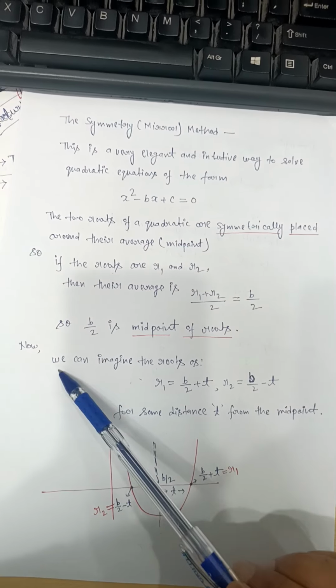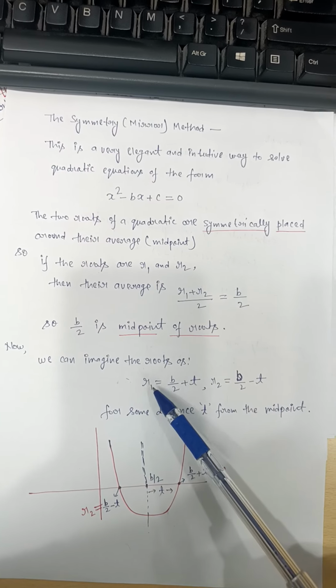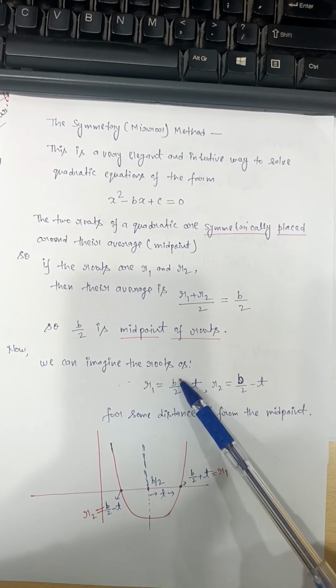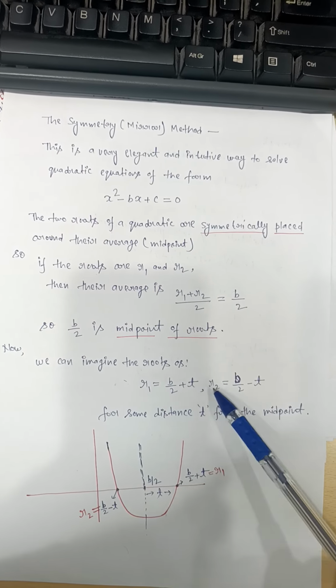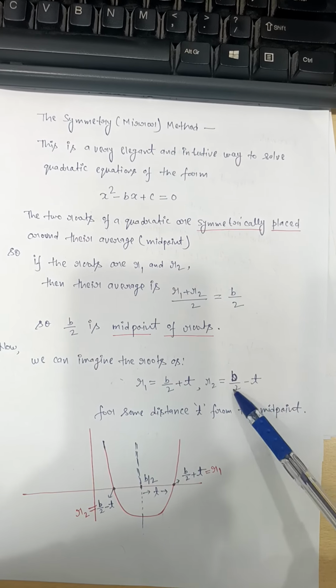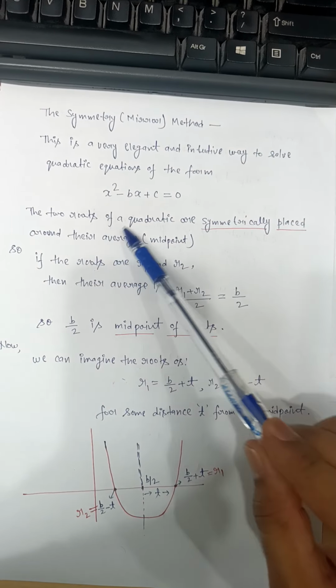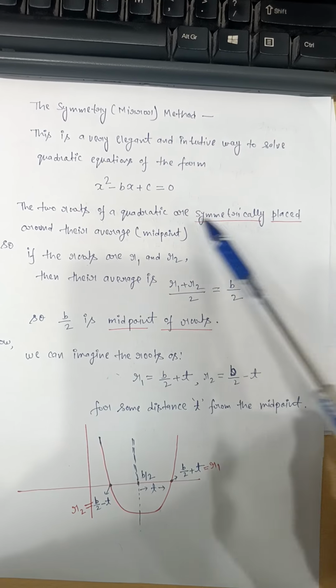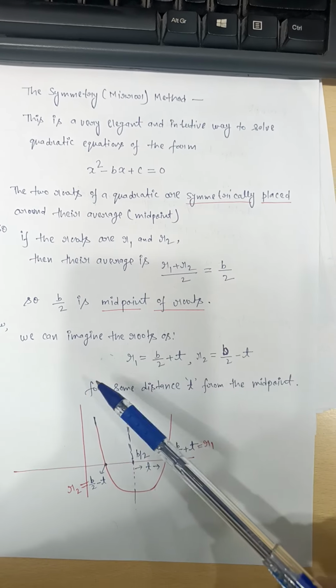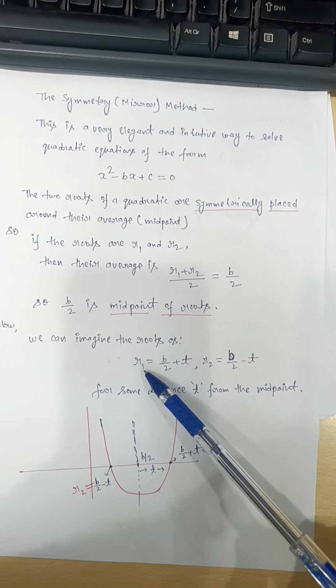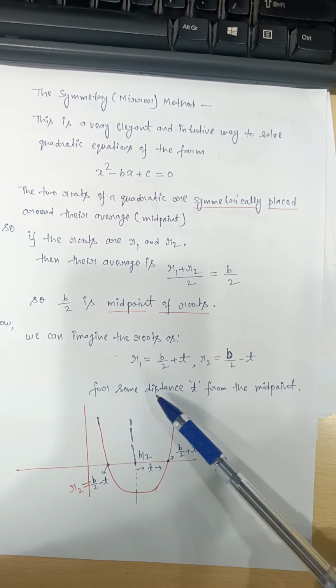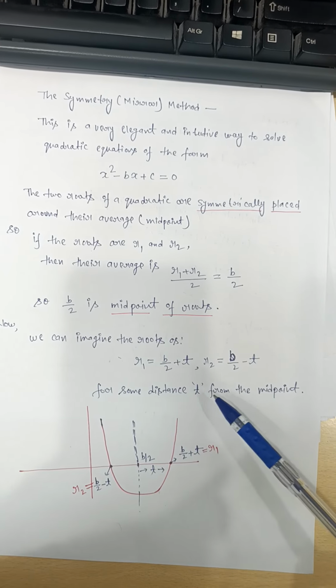Now we can imagine the roots as r1 is equal to b divided by 2 plus t and r2 is equal to b divided by 2 minus t, because this statement says that the two roots of a quadratic are symmetrically placed around their average. So we got r1 and r2 at some distance t from the midpoint.